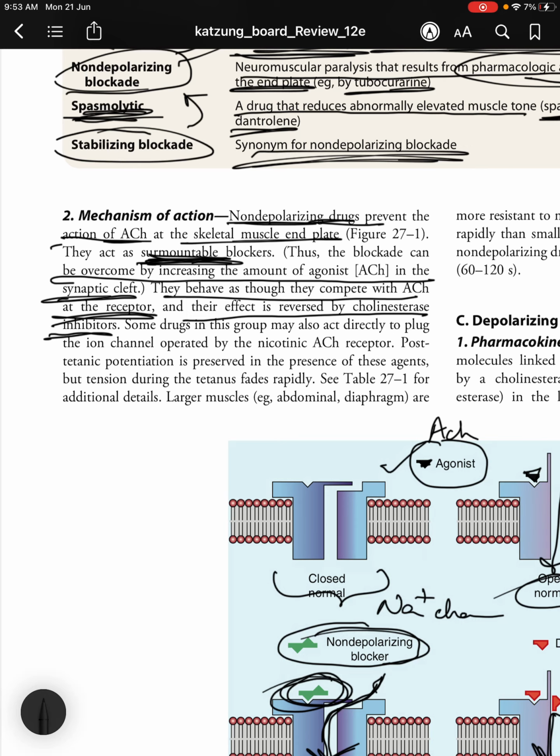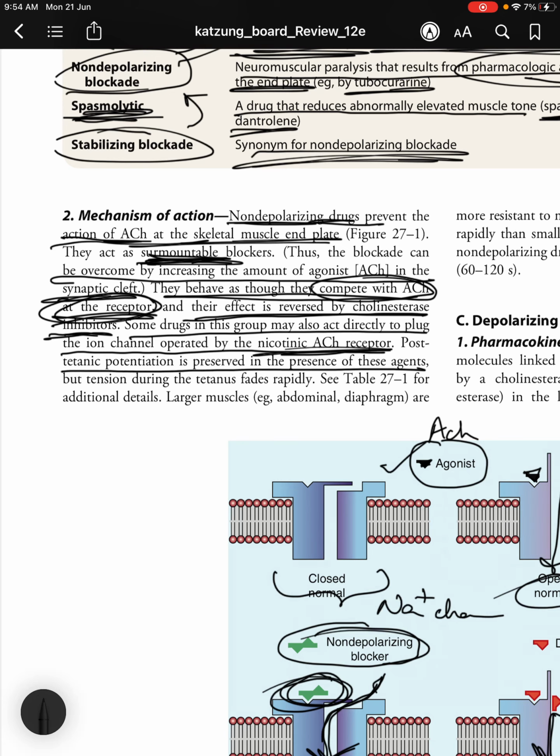Okay, they act as surmountable blockers. They prevent the action of ACH at the end plate by closing the channel. So their effect is reversed by cholinesterase inhibitors. They behave as though they compete with ACH at the receptor, so competitive inhibition. Some drugs in this group may also act directly to plug the ion channel operated by the nicotinic ACH receptor, so that is why they close the channel.